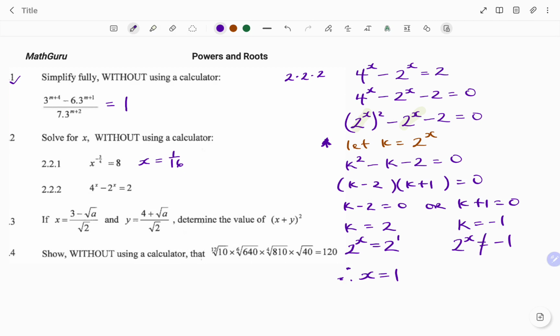So for the second answer, 2.2.2, I have x equals 1, because x cannot be equal to negative 1.